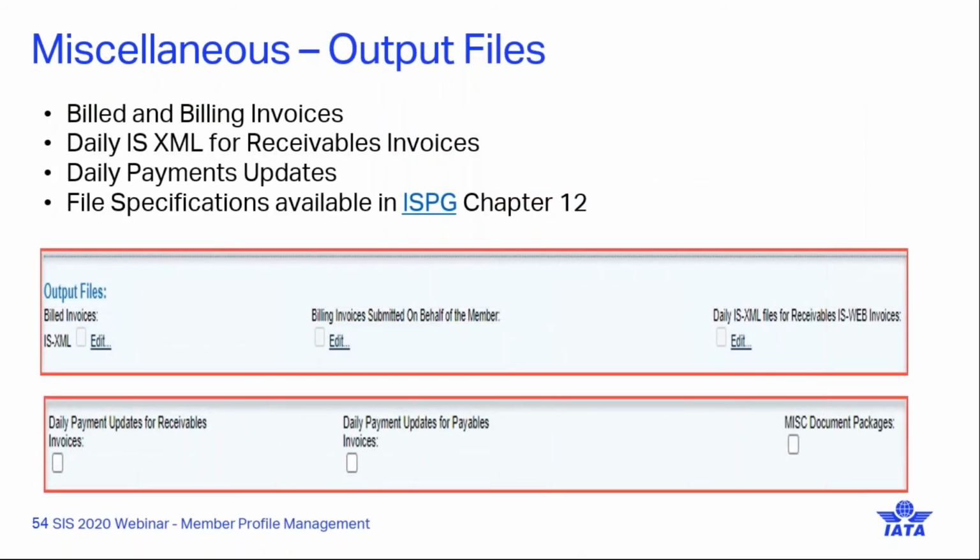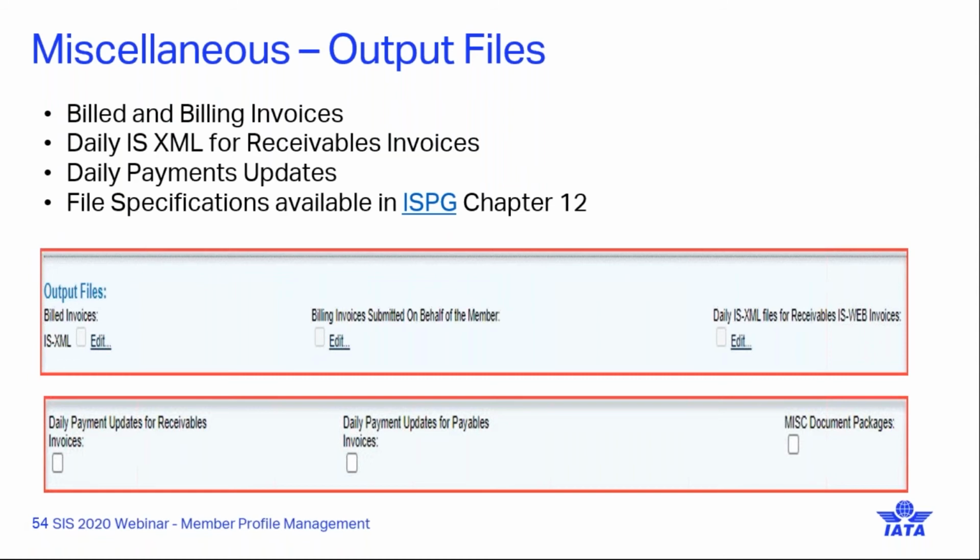Moving on, we will now analyze the output files that you find in the miscellaneous. Output billing files, as we said, is the file that is generated per billing period. And please note that in miscellaneous, you will only have your payable invoices in XML format. The on behalf of option that you see next, billing invoice submitted on behalf of the member, indicates if you require a copy of the invoice files submitted on your behalf to SIS, such as, for example, invoices from IATA or UATP.